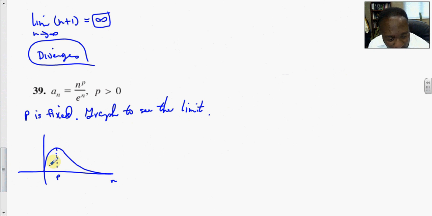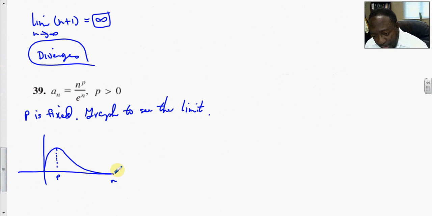And what happens is the graph increases up to that fixed point p. But after p, it diminishes. And so here it says p large. And so as n goes to infinity, this graph converges to the x axis, which is y equal to 0. And so we get the limit there to be 0.